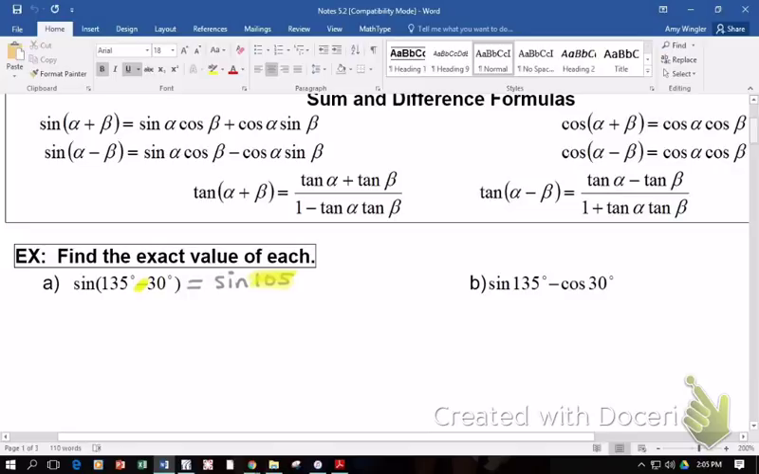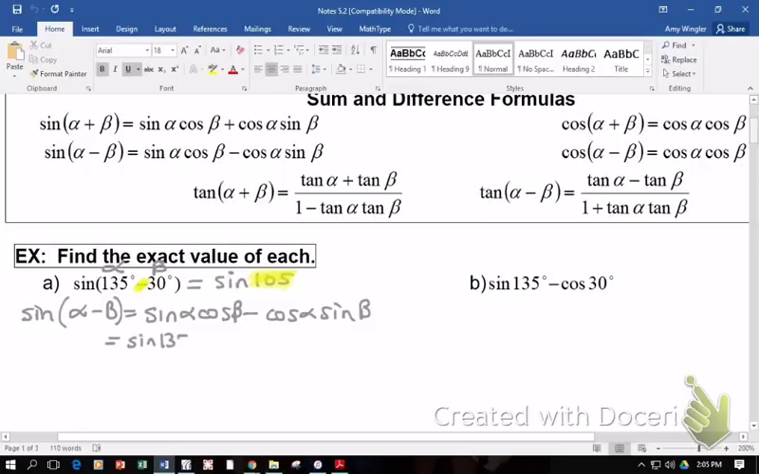So when an angle is not on your unit circle, you want to use these difference formulas. We are going to let 135 be our alpha. We're going to let 30 degrees be our beta. We know that the sine of alpha minus beta, looking at the formulas at the top, equals the sine of alpha times the cosine of beta minus the cosine of alpha times the sine of beta. So you're just going to plug 135 in for alpha and 30 in for beta. So it would look like this.